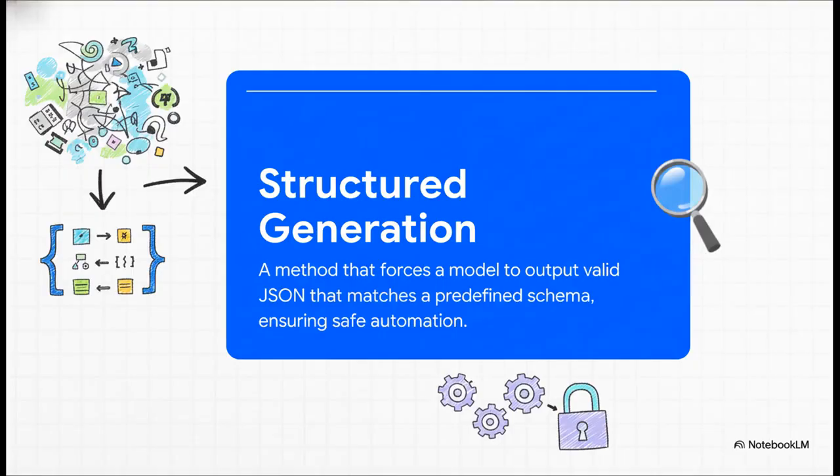So, at the very heart of this is a concept called structure generation. What it is, it's a method that actually constrains the AI model. So instead of just asking for some information and kind of hoping for the best, you are literally forcing it to give you valid JSON that perfectly matches a structure, a schema, that you defined beforehand. This is what makes it so safe and incredibly reliable for any automated workflow you can think of.